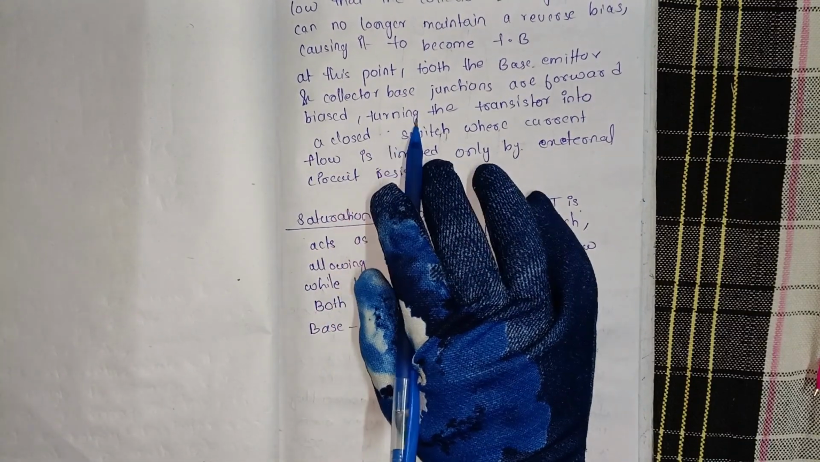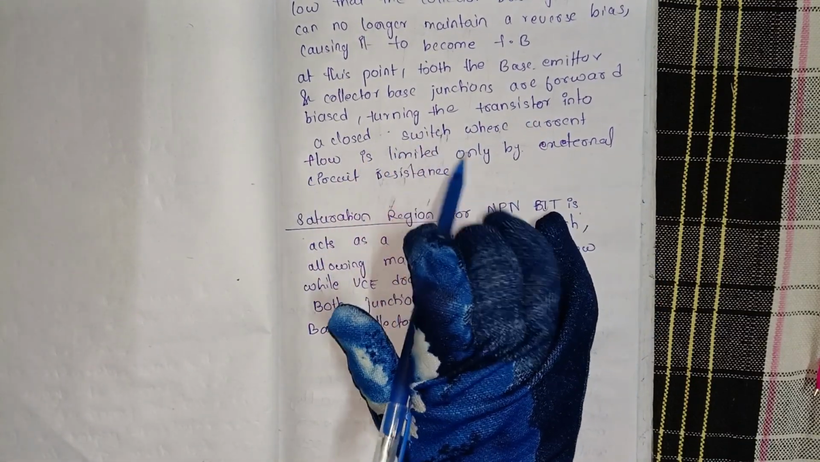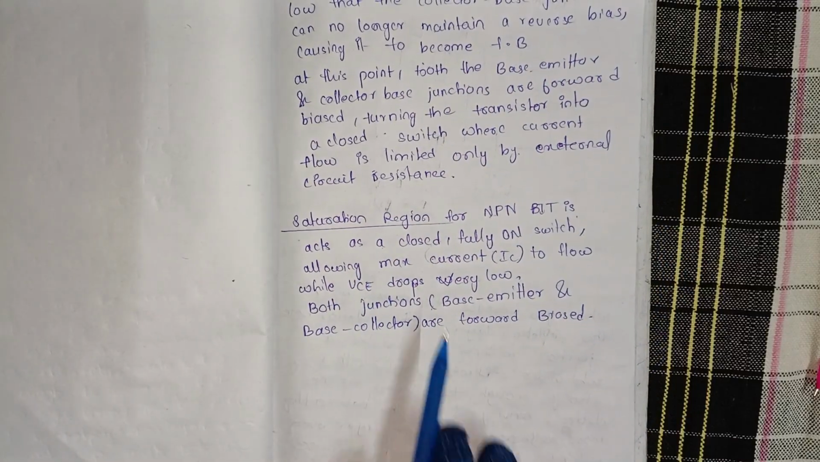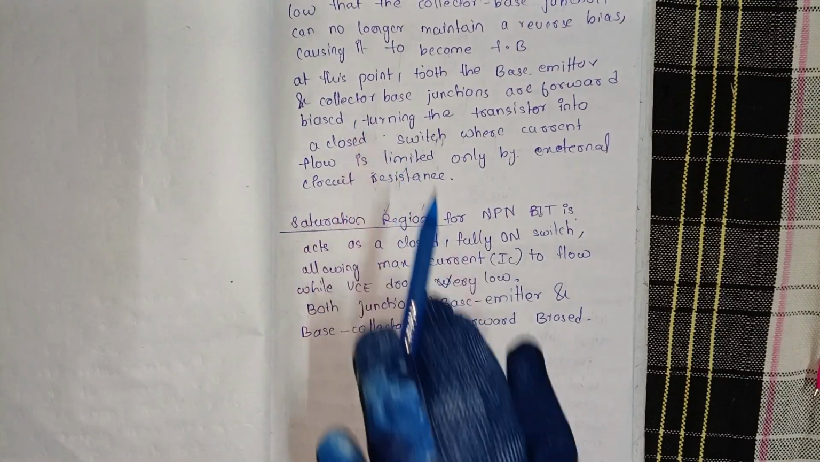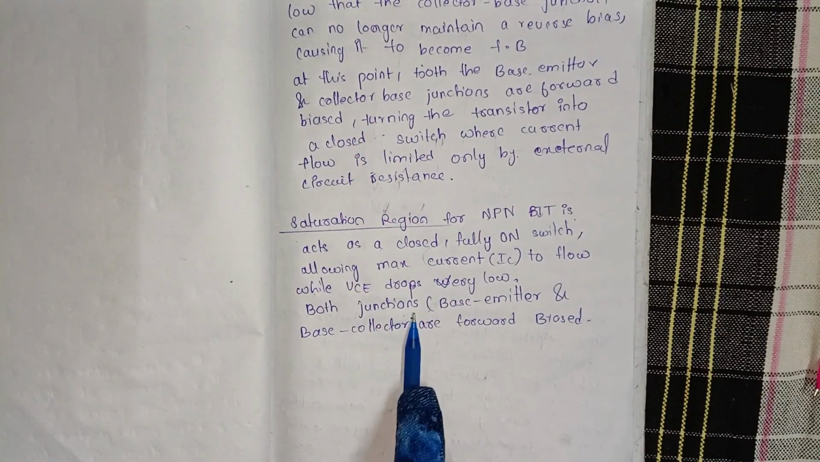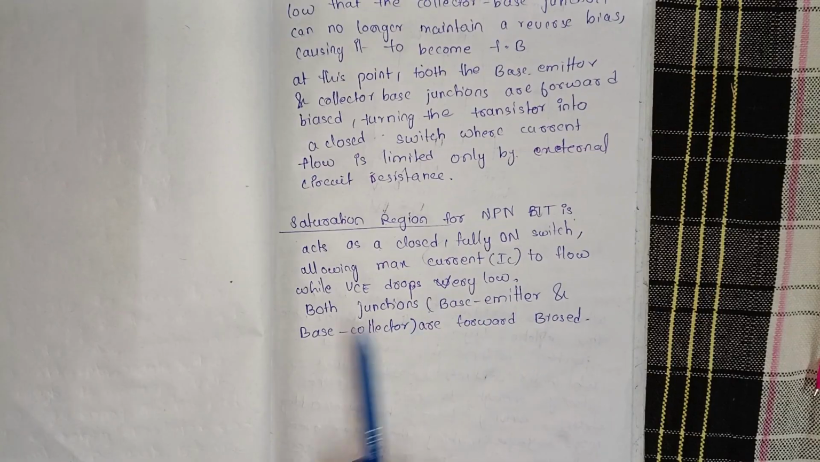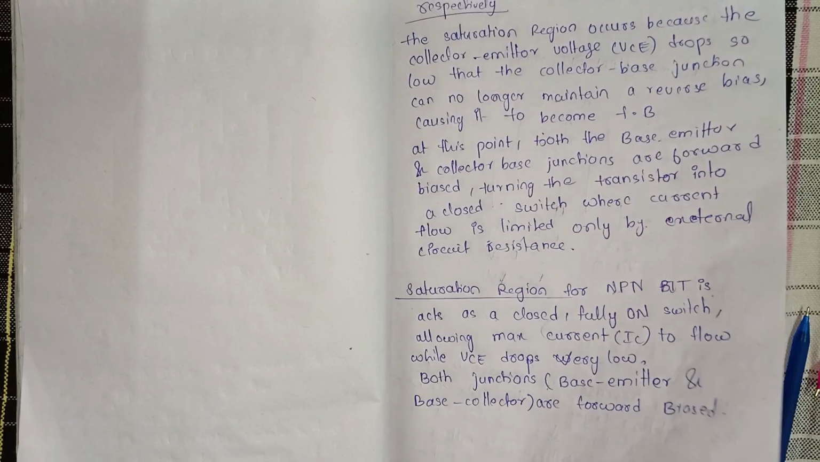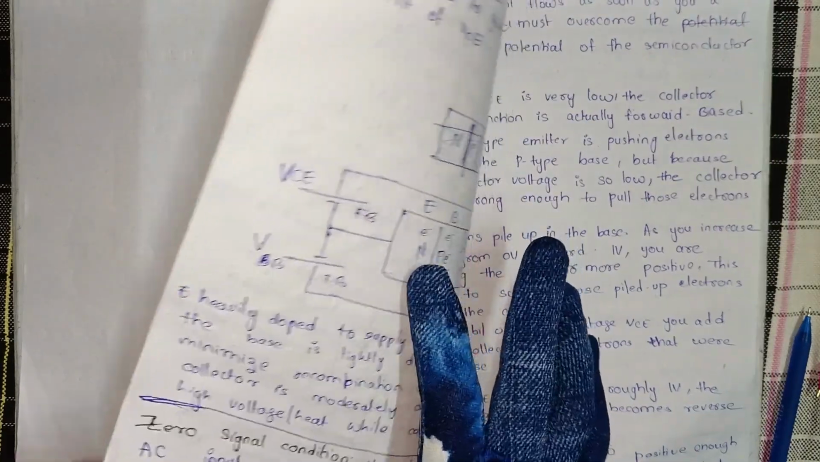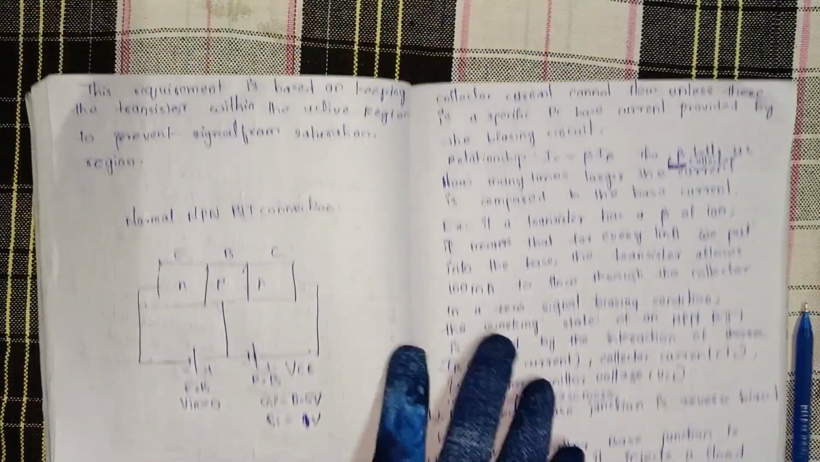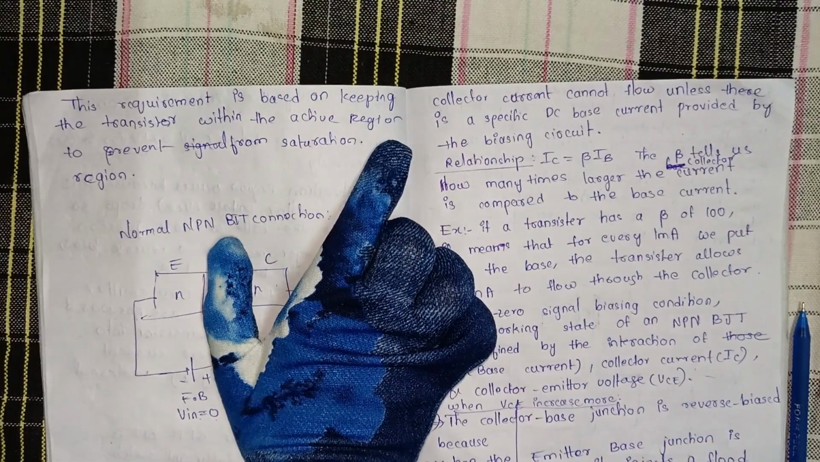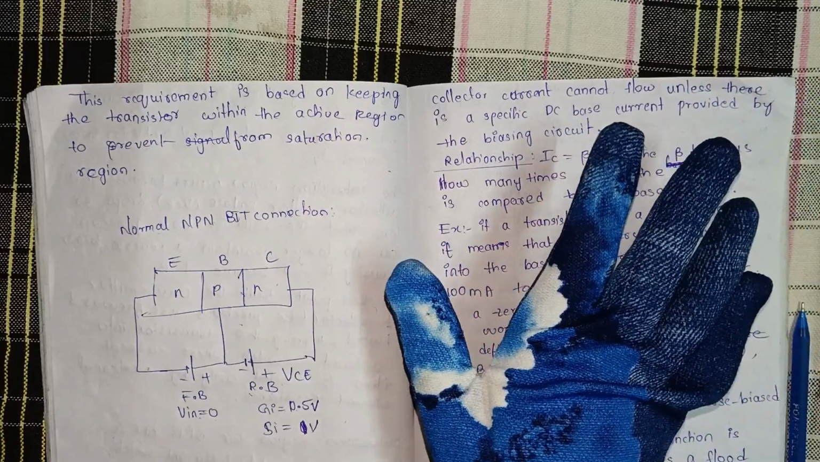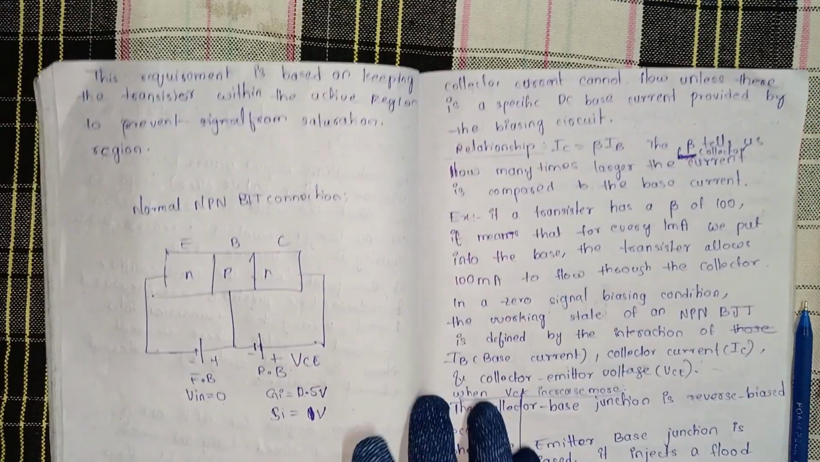So here we have studied turning the transistor into a closed switch. Both junctions become forward biased, base-emitter and base-collector, and that's why it becomes the saturation region. So to prevent saturation and stay in the active region, we need a VCE voltage above 0.5 volts for germanium and 1 volt for silicon.